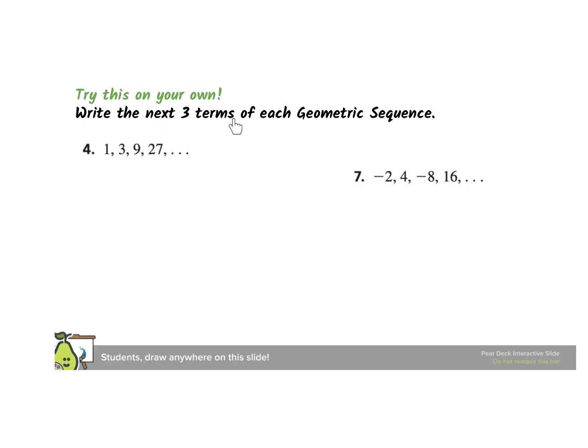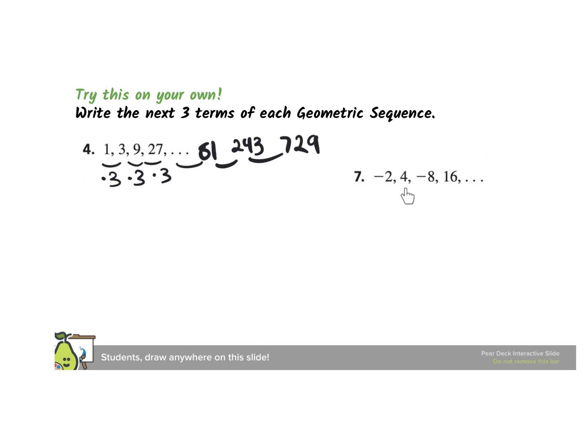Try this on your own. We're going to write the next three terms of this geometric sequence. From 1 to 3, 3 to 9, 9 to 27, we're multiplying by 3 each time. So 27 times 3 gives us 81. 81 times 3 gives us 243. And then 243 times 3 gives us 729.